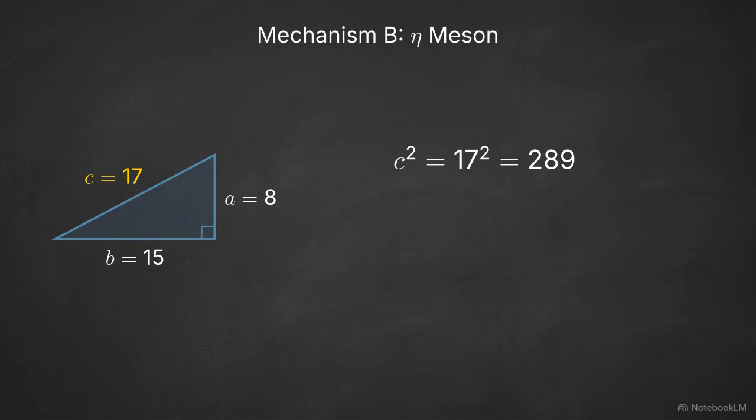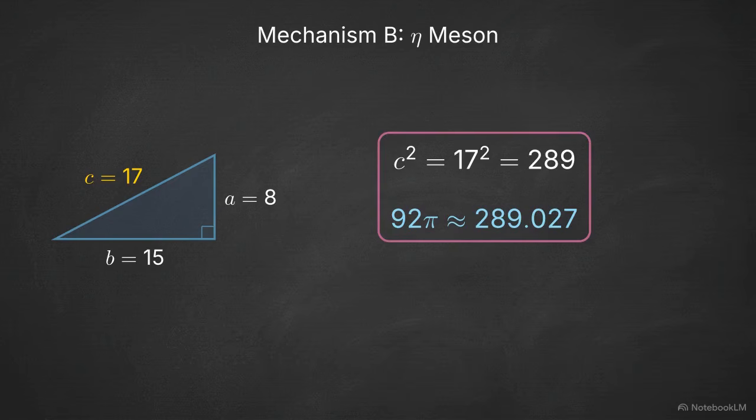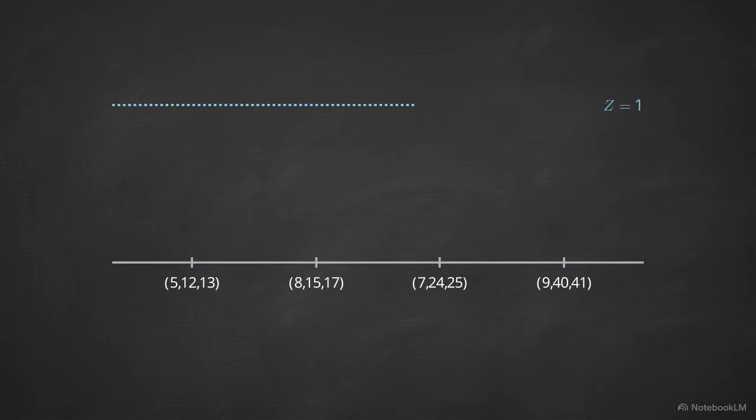The root cause of this proximity is a sheer arithmetic coincidence. The square of the triangle's hypotenuse, 17, is 289. This value happens to be almost exactly equal to 92 times pi, which is 289.027. This alignment controls the proximity via the leg structure, and it is entirely isolated.